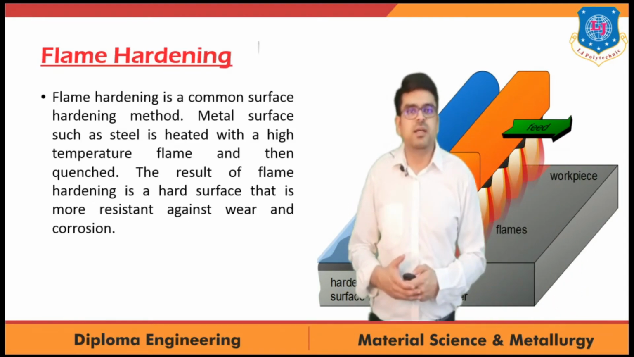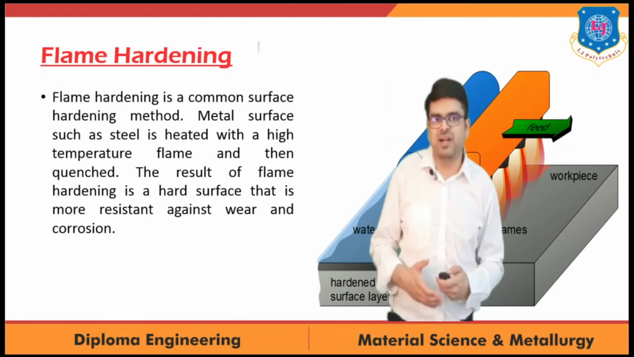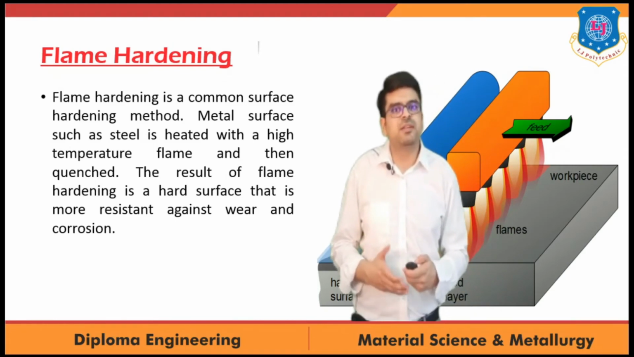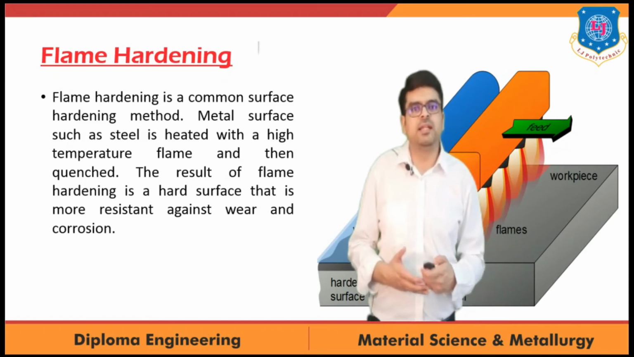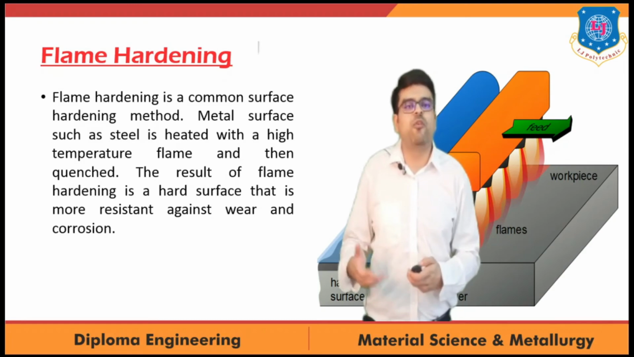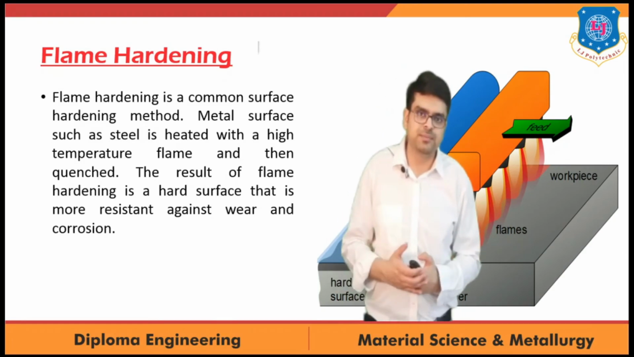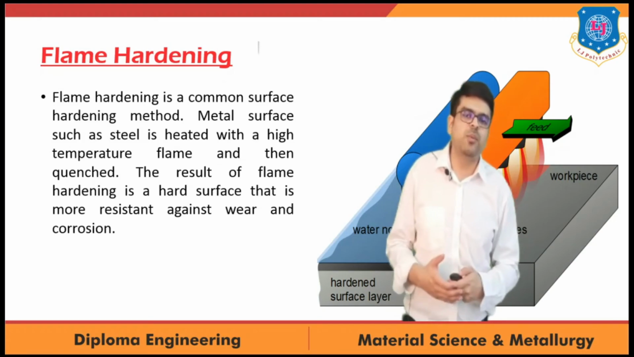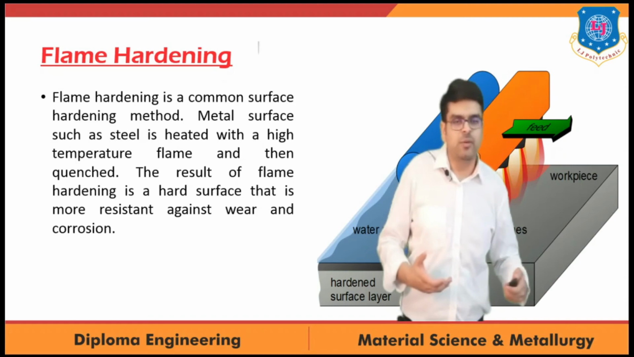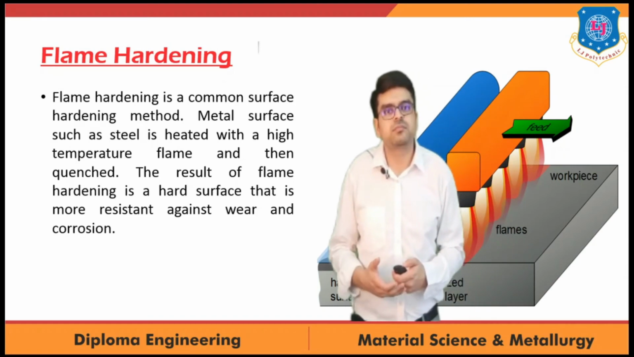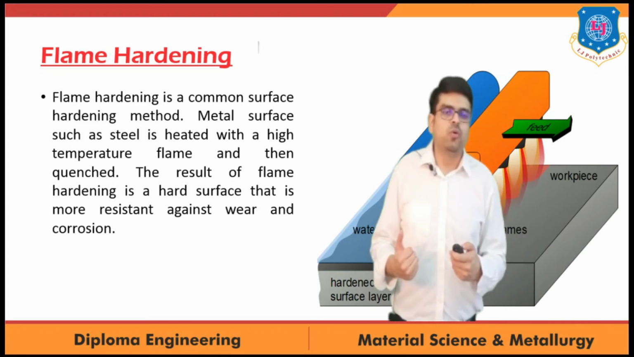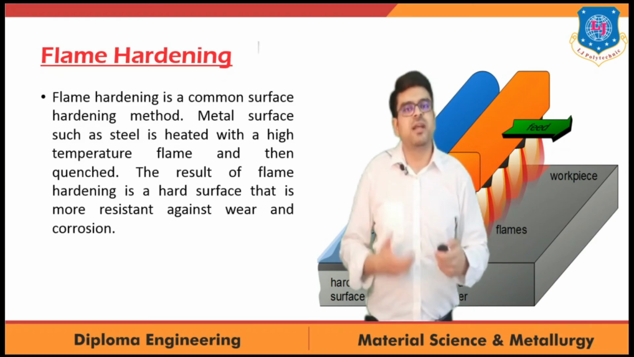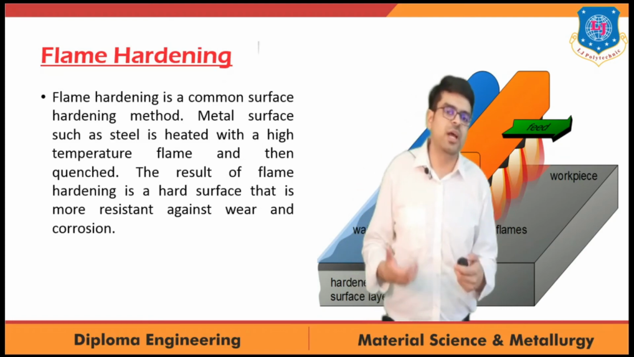Flame hardening is also a common surface hardening process. A metal surface such as steel is heated with a high temperature flame and then quenched with the help of water or oil or brine. The result of the flame hardening process is a harder metal surface, and as we all know, a harder metal surface is resistant against wear and corrosion.